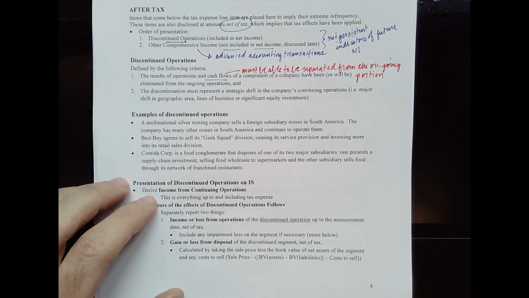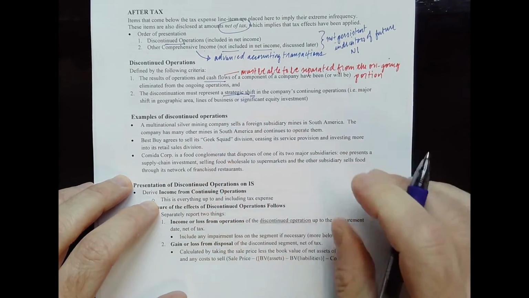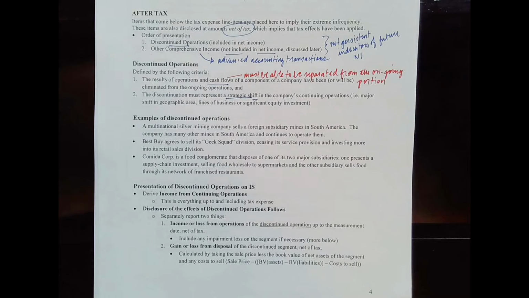Also, the discontinuation has to represent a strategic shift in the company's continuing operations. So we have to have like a major shift in the geographic area, lines of business, or it has to be like a significant equity investment of the ongoing company. So a strategic shift where we're shifting our focus. It doesn't mean that, for example, we have to stop our operations altogether in car restorations.